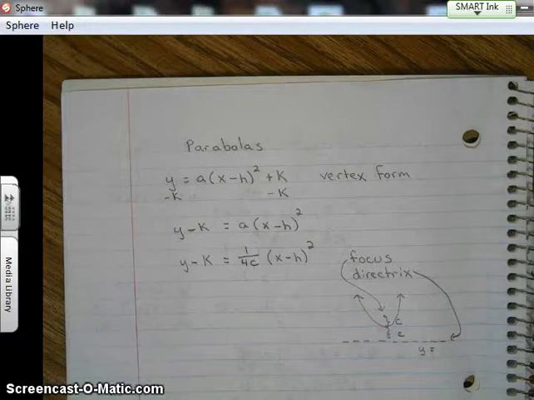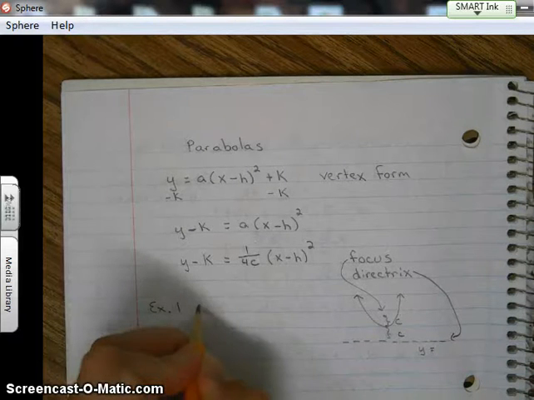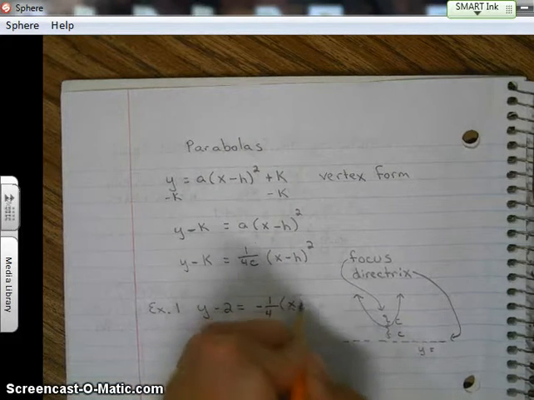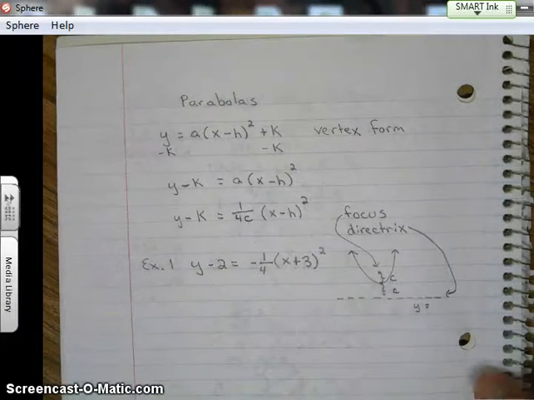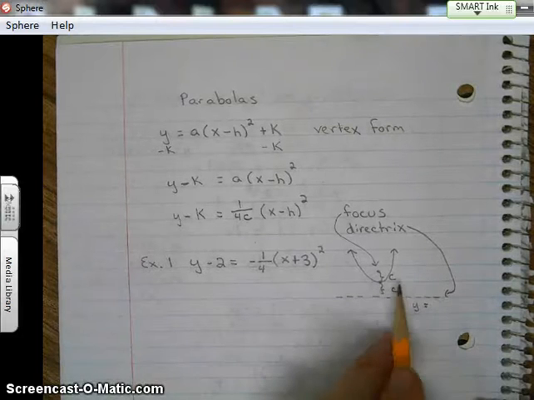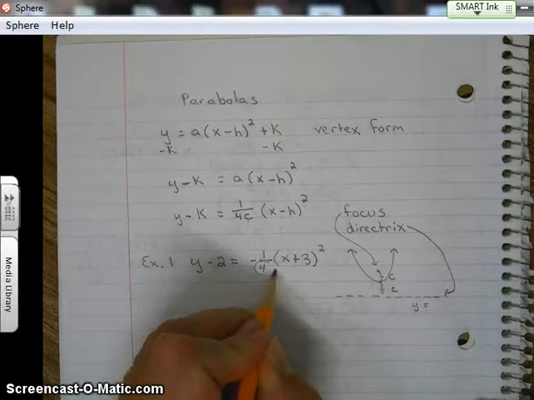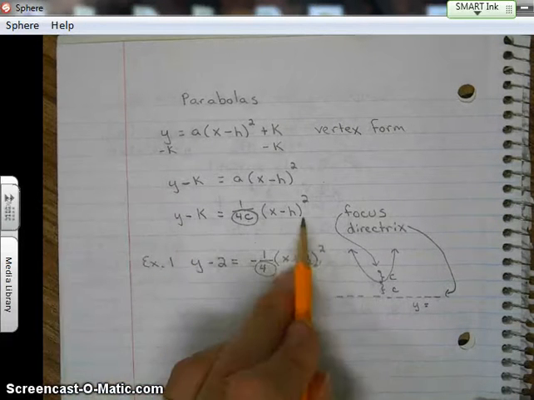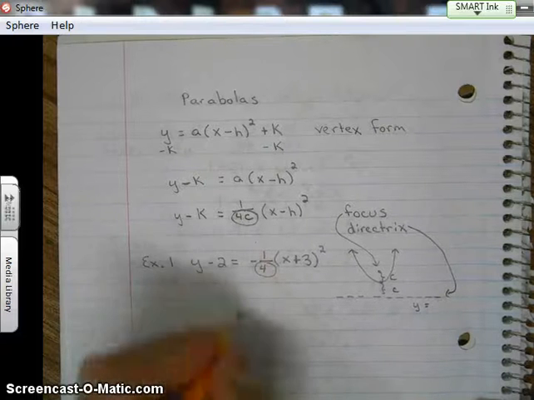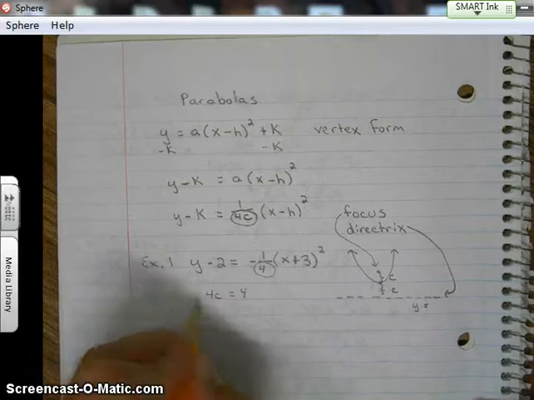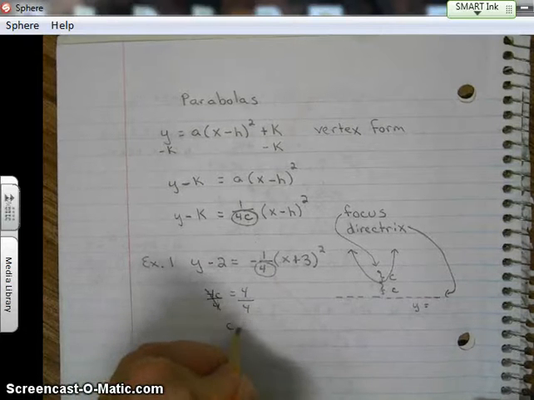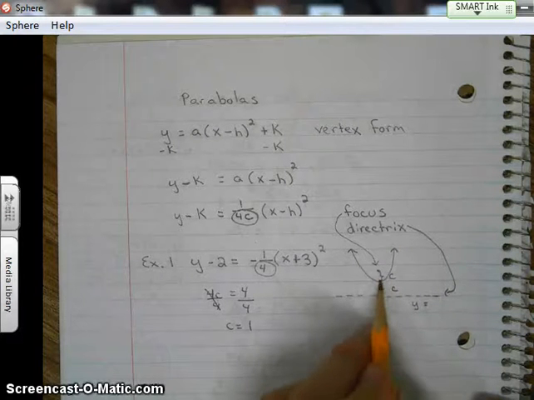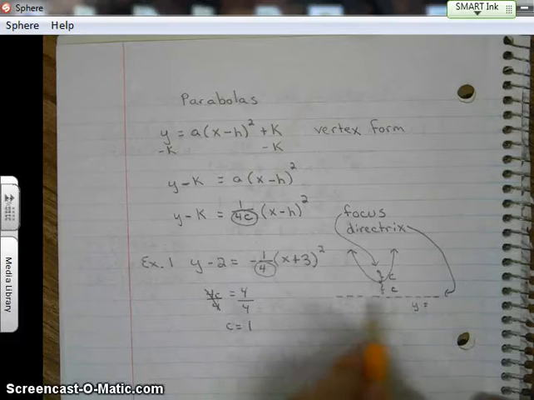So let's take a look at an example. Okay, so to find c, whatever number is in the denominator right here, that's going to be equal to 4c. Remember, this is the form. So 4c equals 4. So solving for c, we get c equals 1. So from the vertex, we would go 1 unit in to find the focus, and we would go 1 unit the other direction to find the equation for the directrix.